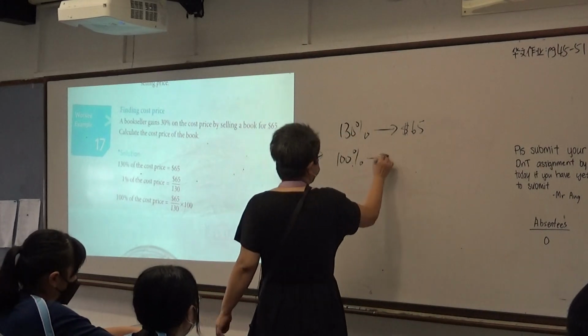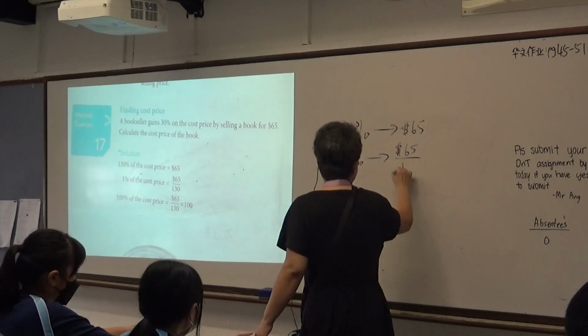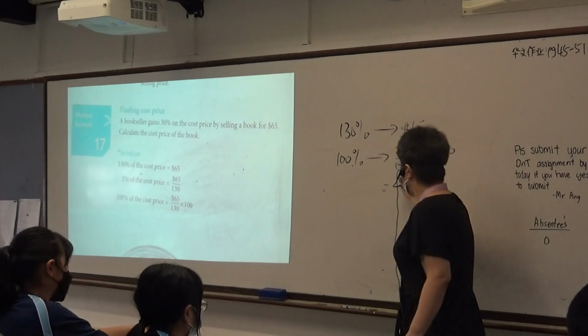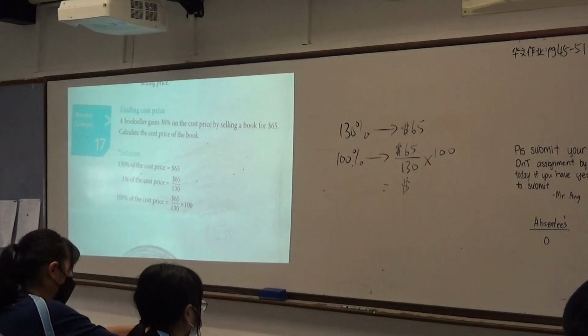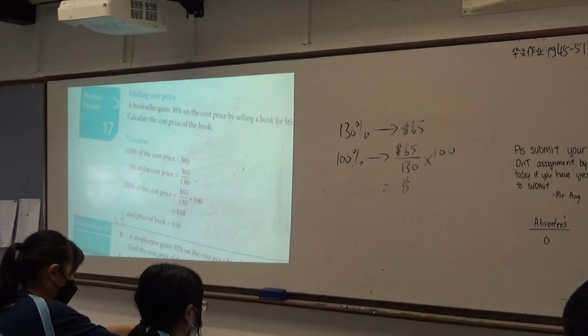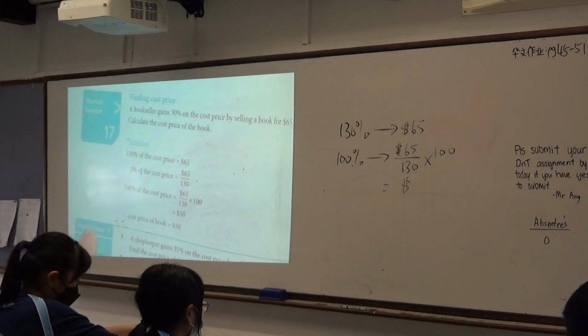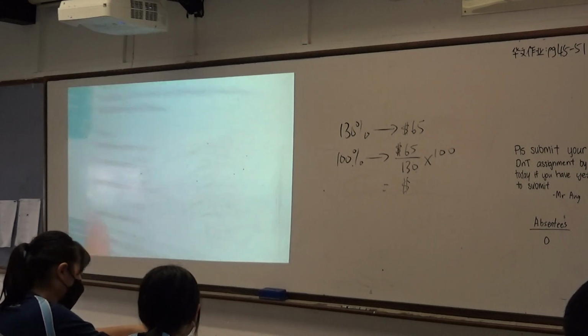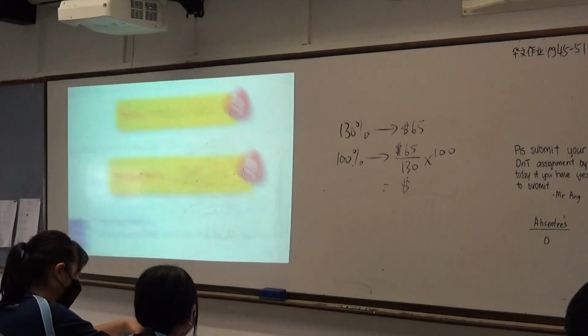Now, I'm using the same way: 65 over 130 times 100. Then you will get the price. So the answer will be $50. Are we all clear? Okay, so this is quite straightforward. Alright, now next, we talk about discount.